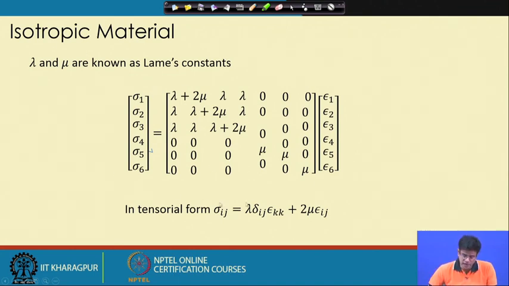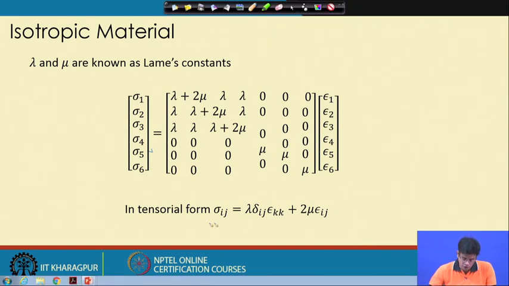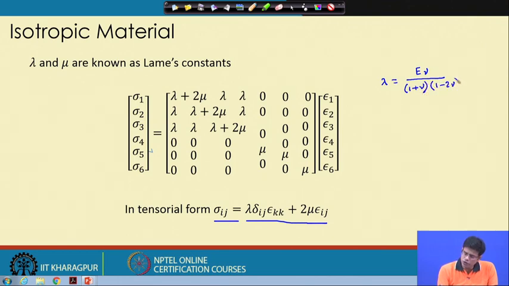the 3D isotropic constitutive relation, and in the tensorial form we can write it as sigma ij equals lambda delta ij epsilon kk plus 2 mu epsilon ij. So, lambda is known as the first Lamé constant, which is E nu by 1 plus nu into 1 minus 2 nu, and mu is the shear modulus G, which is E by 2 into 1 plus nu. So, these two constants we know.